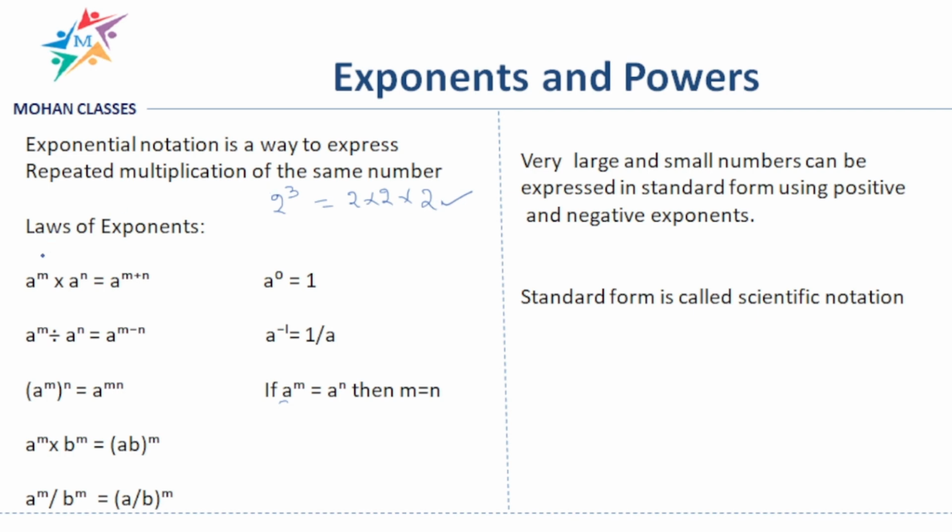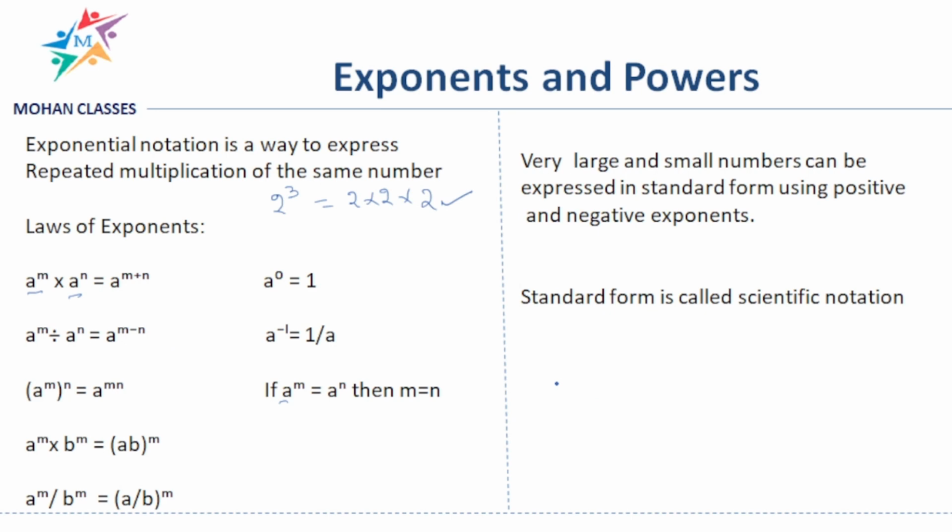Okay. Now let us see the laws of exponents. a to the power of m into a to the power of n. Here you can see the power is different, m and n. a is called the base and m is called the exponent. If we have the same base, then you can add the powers: a to the power of m plus n. Here, a to the power of m divided by a to the power of n means a to the power of m minus n, if m is greater than n.